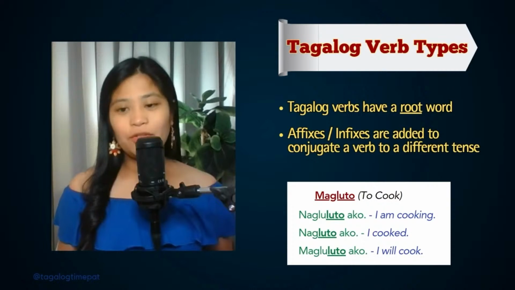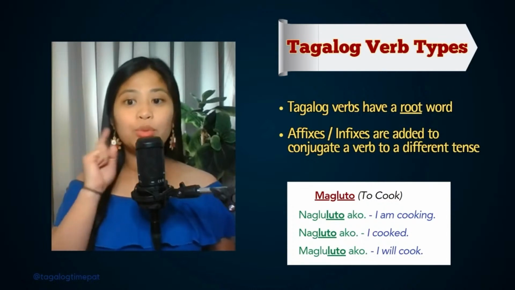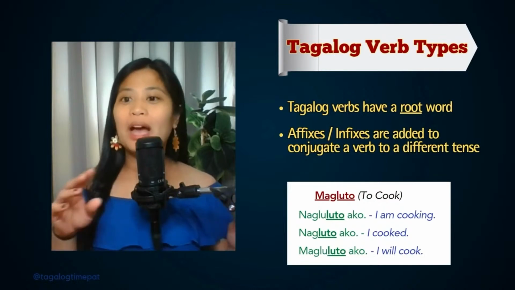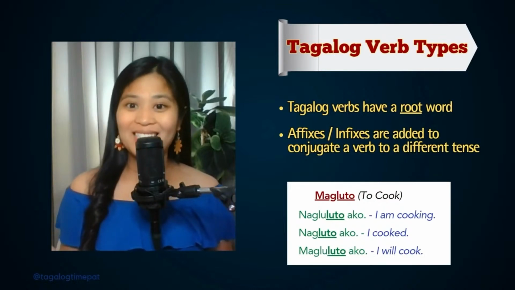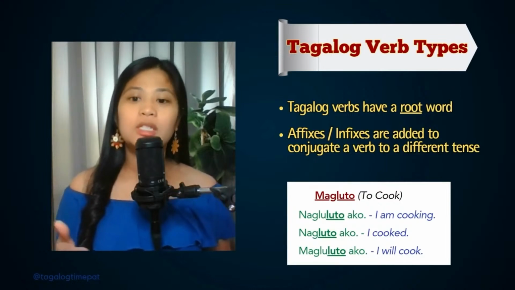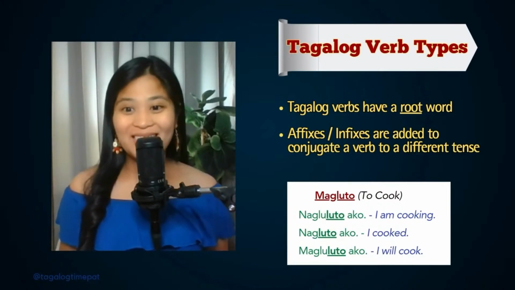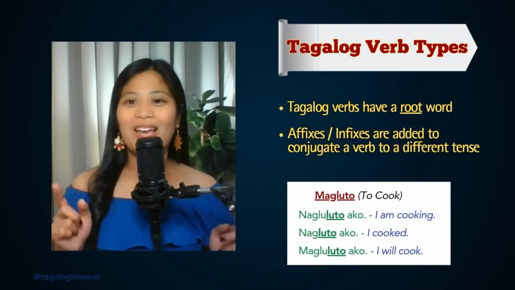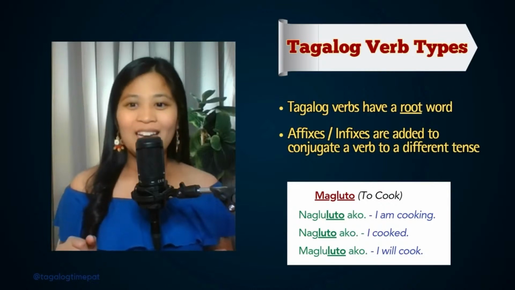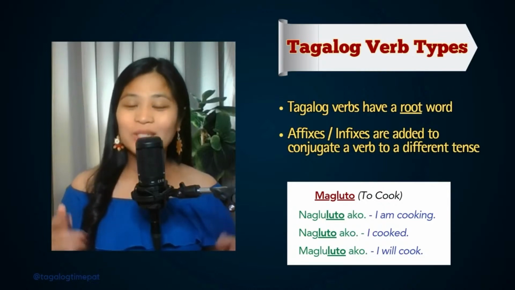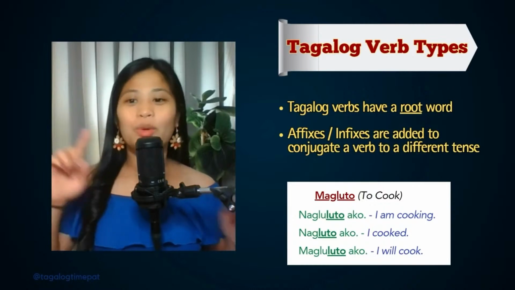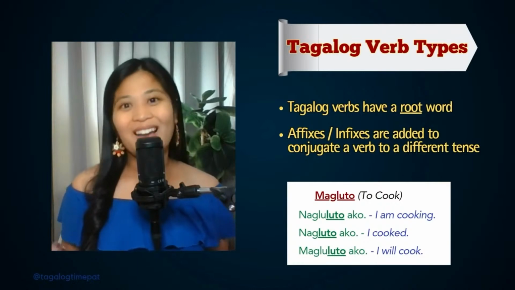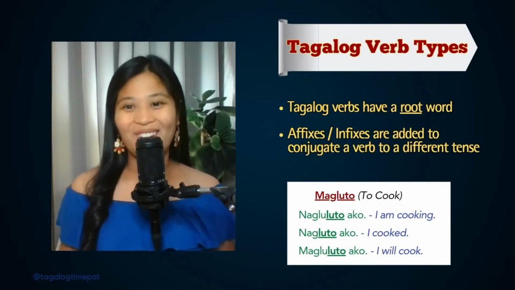And what I want you to get from this slide is that if you can pick out the root word in a conversation, then that's kind of half of the battle, right? Try to pick out root words that you can recognize and then use context clues to determine what is actually being said. So if I heard someone say, oh, nagluluto ako ngayon, then I would say, okay, I know luto means cook. Are they saying that they're cooking right now, or did they cook something yesterday, or will they be cooking tomorrow? So just try to pick out the root words that you know and then go from there for the translation of Tagalog.